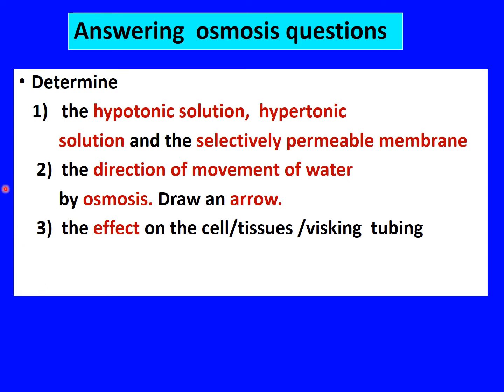Therefore, when answering questions on osmosis, always try to determine the hypo or hypertonic solutions first, because there will always be two solutions involved, and you may have to find out where the semi-permeable membrane is. Secondly, the direction of movement of water, where does it go? And we must follow the osmosis rule, that is, water always diffuses from the hypotonic or dilute solution to the hypertonic or more concentrated solution.